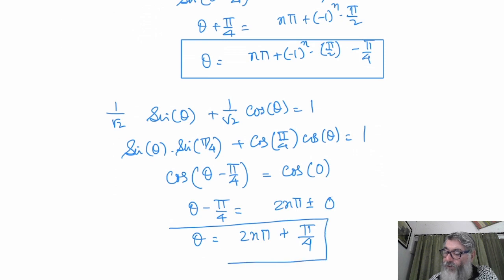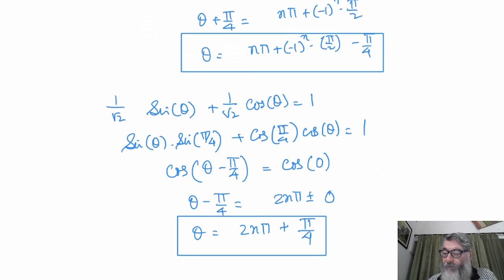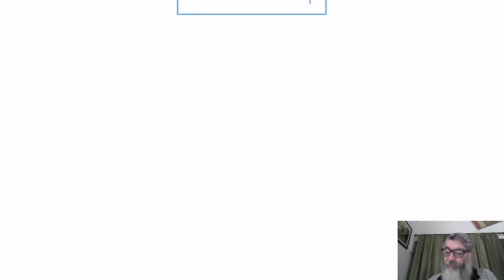So both the solutions are correct. Whether we write theta is equal to n pi plus minus 1 to the power n pi by 2 minus pi by 4, or the second one, both are correct. In trigonometric equations you will find that answers may differ. Particularly in these kind of questions it will differ. Let's see the next question.